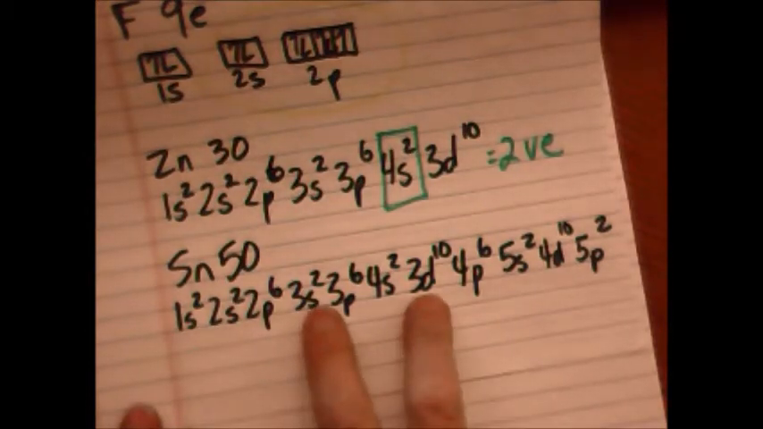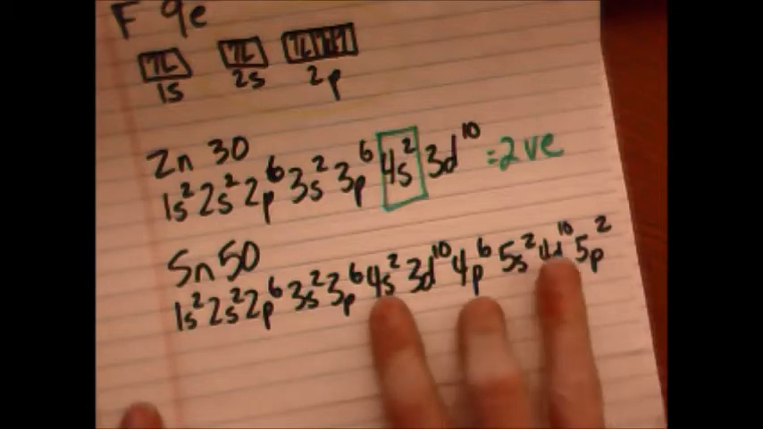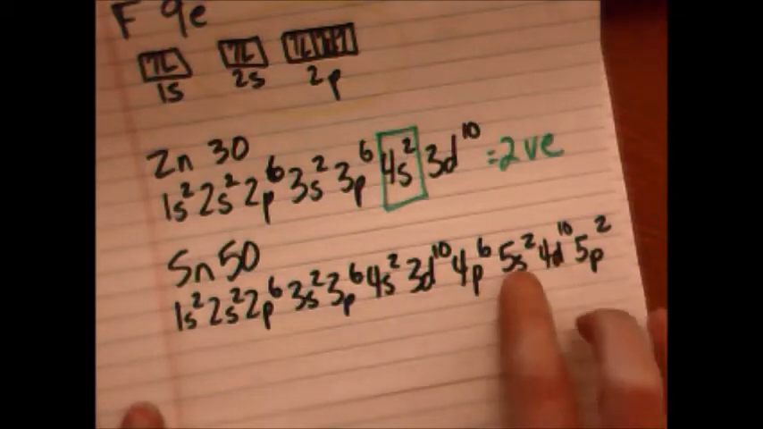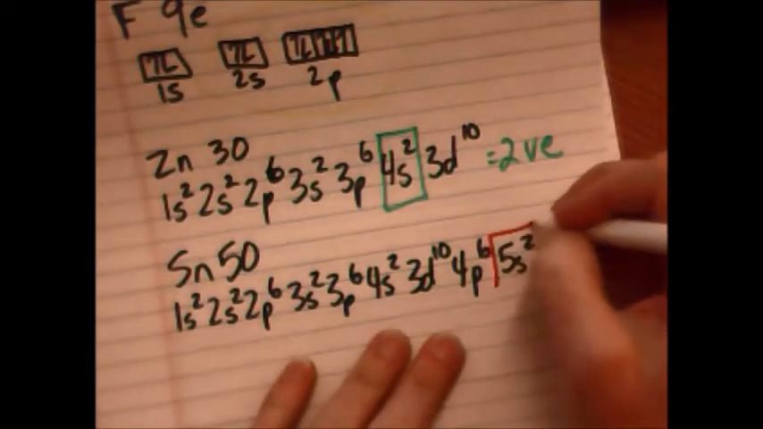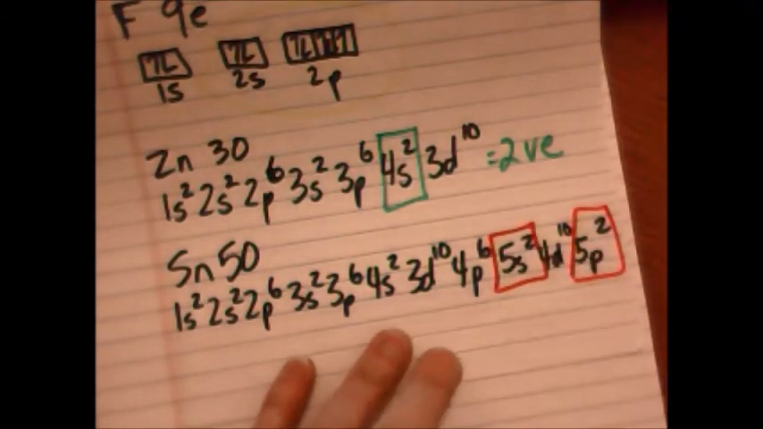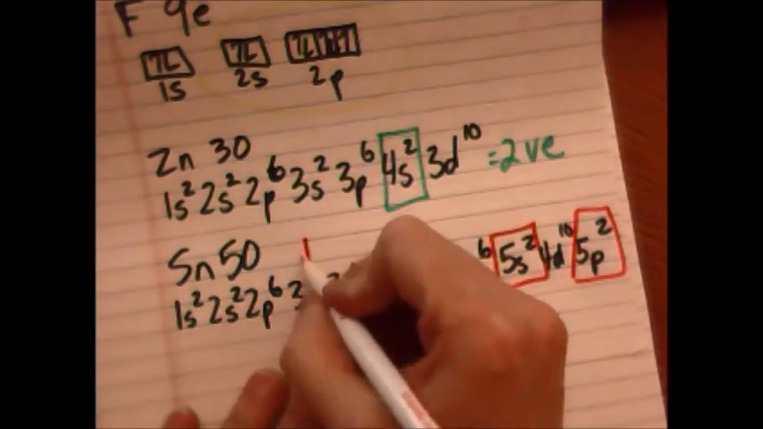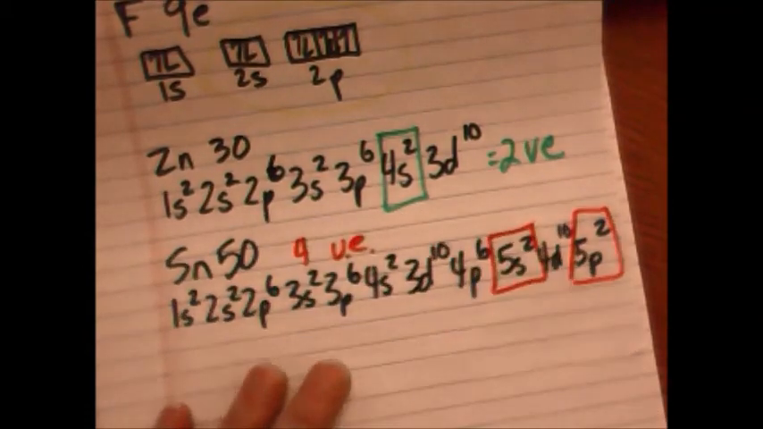Think about the rings, first ring, second ring. All of that is the third ring. All of that is the fourth ring, fifth ring. 5 is as high as it gets, so these and these are the valence electrons. Tin would have 4 valence electrons.